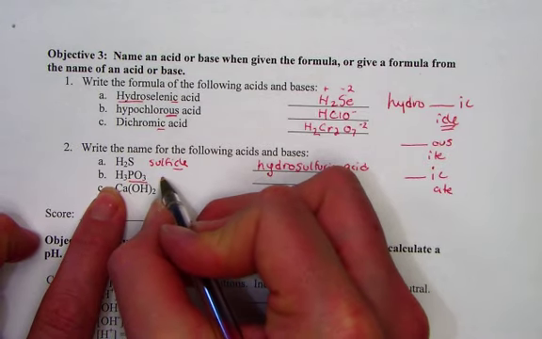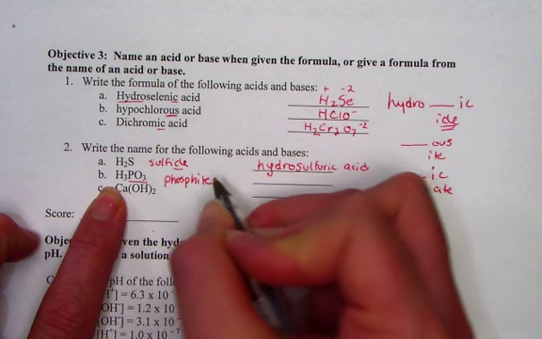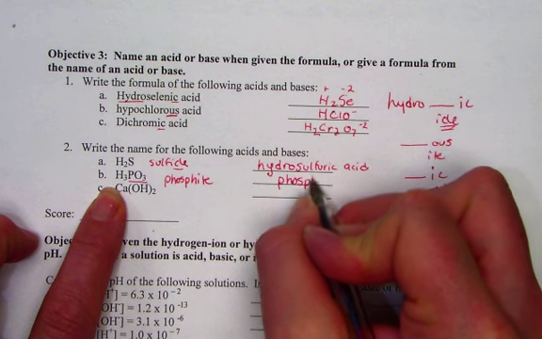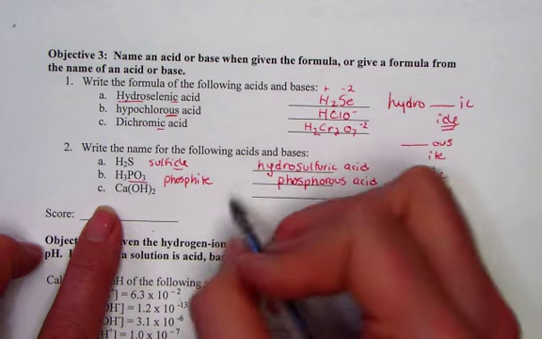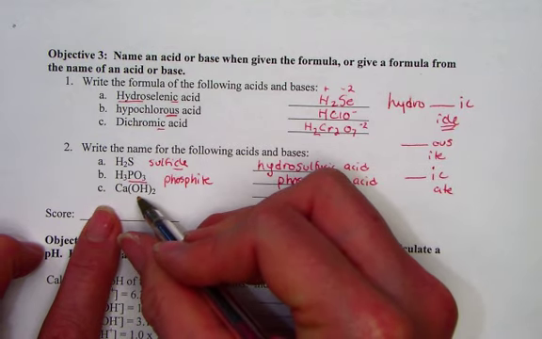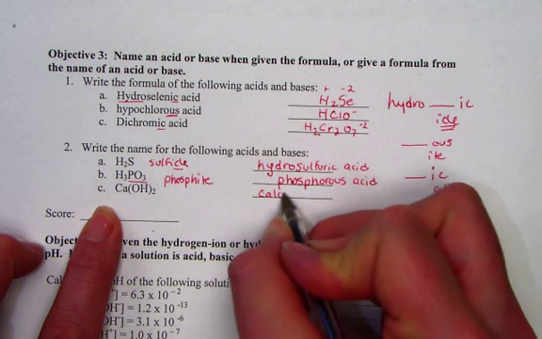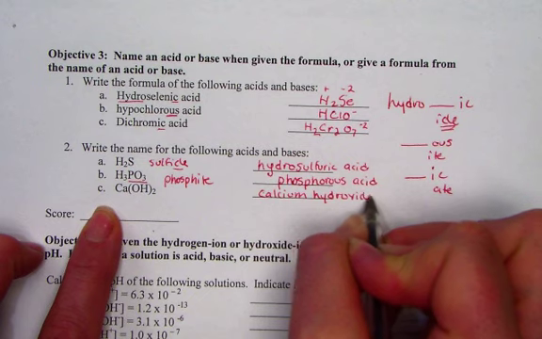H3PO3 has an original name for the ion called phosphite, ITE. Ite turns to ous, and we hear phosphorous acid. And the last one is an Arrhenius base. No special rules for naming bases. We simply say the name of the two ions. This would be called calcium hydroxide.